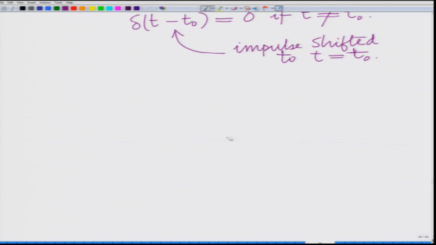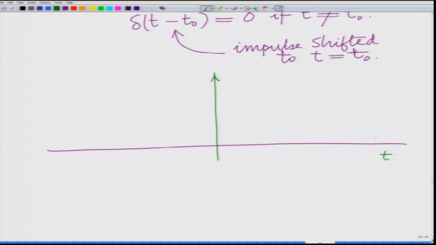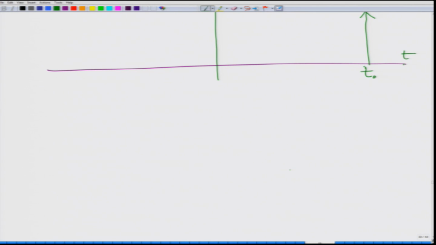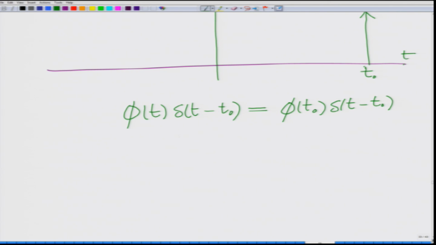Therefore, you have your axis, correct, your time axis, this is your time, and this denotes the impulse shifted to t naught, all right. So, this is basically your delta t minus t naught. This is the time axis. This is your impulse shifted to t equals t naught. So, naturally, phi of t into delta t minus t naught, since delta t minus t naught is 0 for all t not equal to t naught, is simply phi of t naught into delta t minus t naught, correct. So, this is obviously for any function phi of t continuous at t equal to t naught.